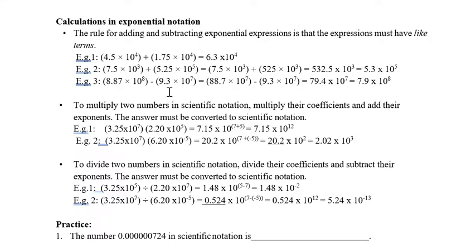Subtraction works much the same. So here I have 8.87 times 10 to the 8th, and I have 9.3 times 10 to the 7th. I'm going to subtract those two numbers.